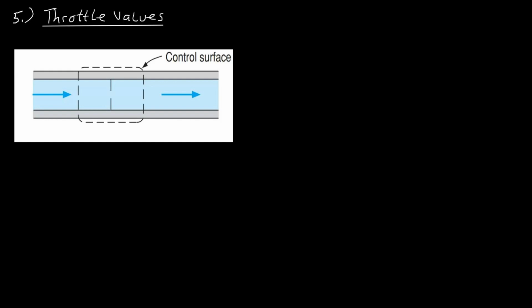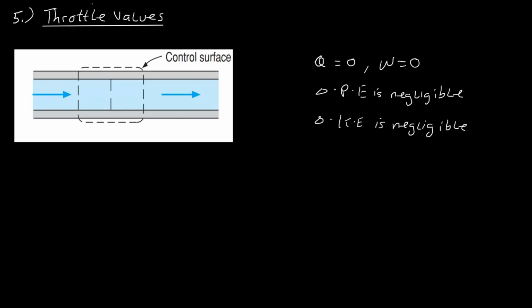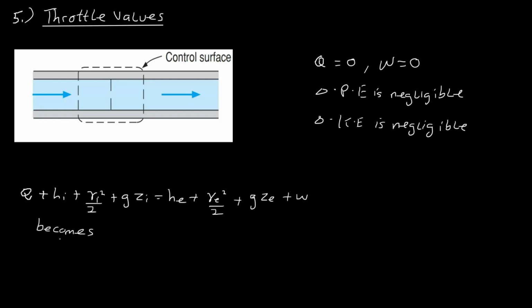Throttling is usually assumed to be an adiabatic process. There is no work done, and the change in potential energy is often negligible. Even though the exit velocity is often significantly higher than the inlet velocity, the increase in kinetic energy is usually still insignificant. So for throttling, our energy equation is reduced to just the inlet and exit enthalpies. And because of this, throttling is usually considered to be an isenthalpic process or constant enthalpy process.